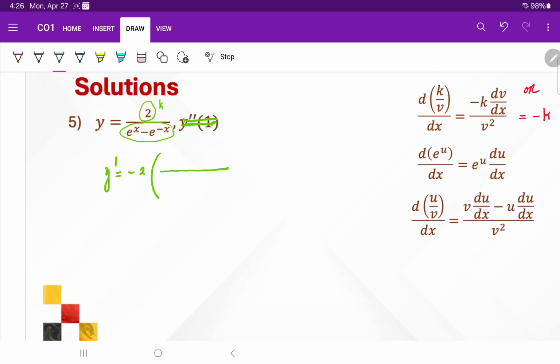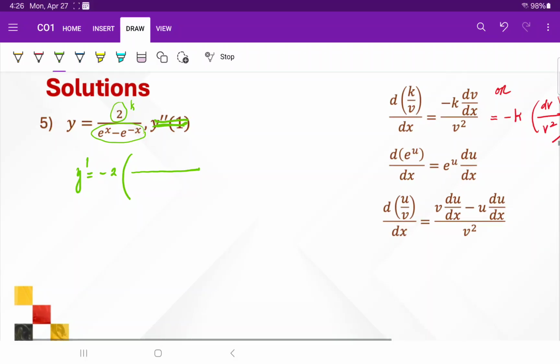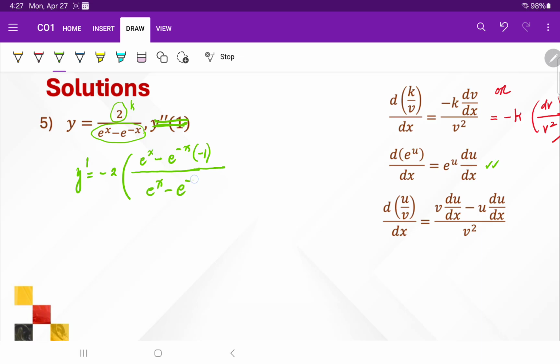So what's the derivative of e to the x? So you'll use this one, the derivative of e to the u, which is e to the u du dx. So what's the derivative of e to the x? It's e to the x times the derivative of x, which is 1, minus e to the negative x times the derivative of negative x, which is negative 1. All over e to the x minus e to the minus x, squared.